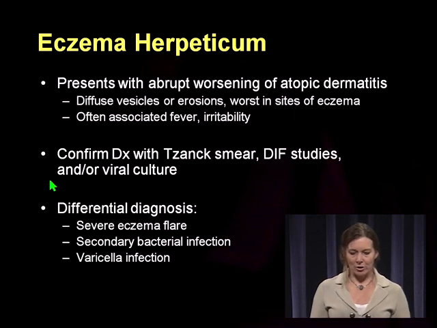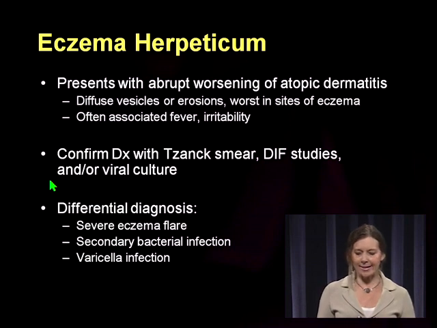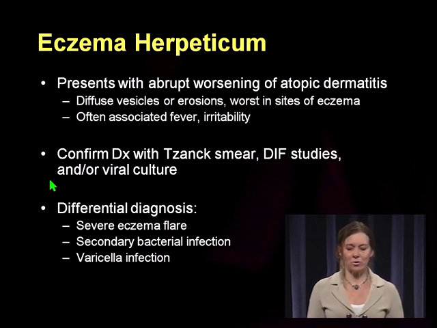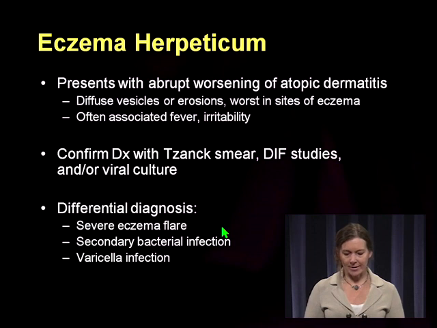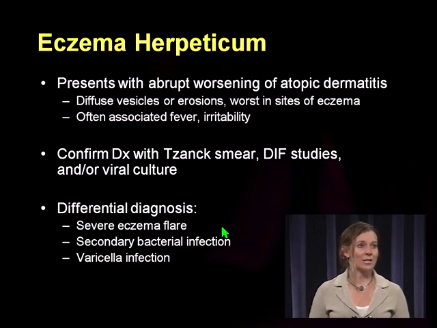We talked about how you usually will see diffuse vesicles or erosions. These are usually worse in the sites where the patient has eczema, and many patients will have associated fever and irritability. And this diagnosis can be confirmed by either doing a Tzanck smear, if you're comfortable with that study, direct immunofluorescence studies, and/or viral cultures, and now I think more people are using PCR studies. Again, the differential diagnosis is usually a severe eczema flare, a secondary bacterial infection, or sometimes even varicella infection can look a little bit like HSV.